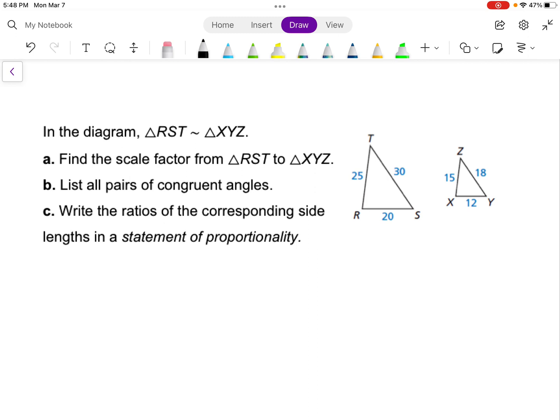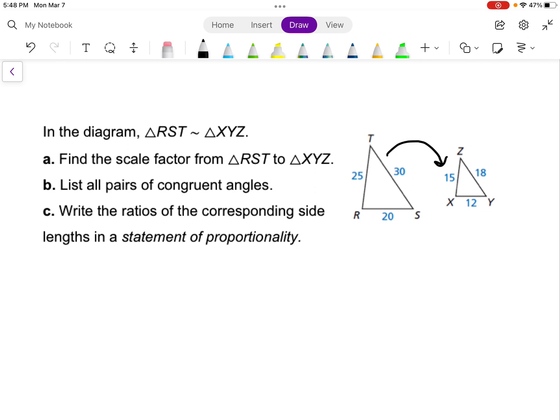So this one says, I've got these triangles RST and XYZ. And it says to find the scale factor from RST to XYZ. So just be careful, this is important. I'm going from the big triangle to the little triangle. All right, it says from RST to XYZ. So find the scale factor.